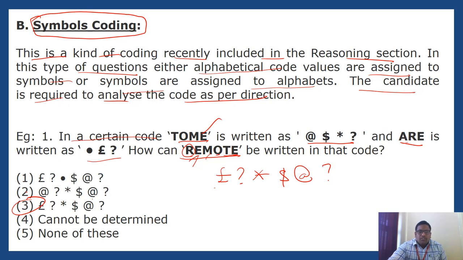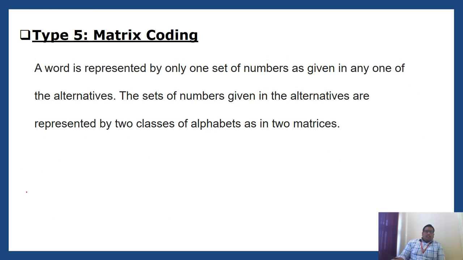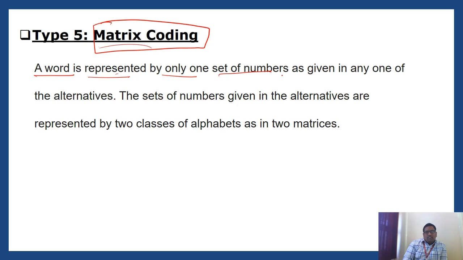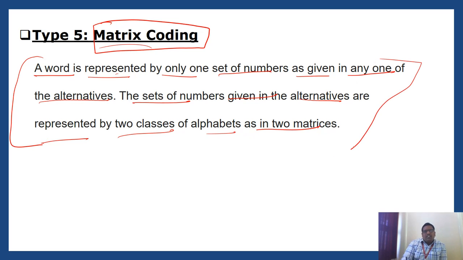Okay. So let us go for the next question. One more classification that we have is matrix coding. One of the interesting stuff. So let us see what it is. A word is represented by only one set of numbers as given in any one of the alternatives. The set of numbers given in the alternatives are represented by 2 classes of alphabets as in 2 matrices. Most of you who are seeing this video would definitely not have understood much of what is written here.